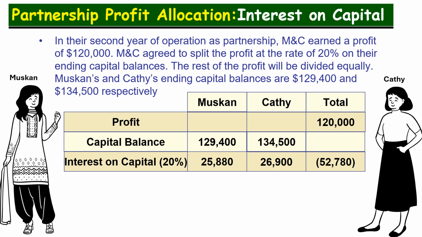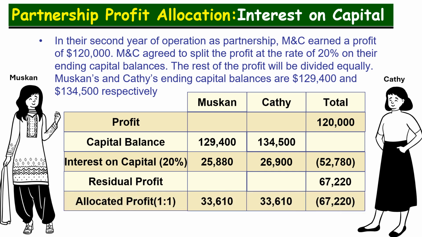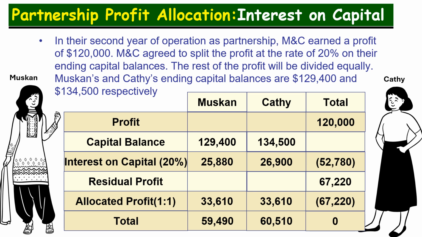Now that will be deducted from the profit. So the first method of it. Since there is still profit left and Muskan and Kathy have agreed to split that equally, the residual profit, which is $67,220, will be split equally between the partners. So the partners' total for the second year for Muskan will be $59,490, and for Kathy it will be $60,510. That's the profit that will be allocated to each of the partners.